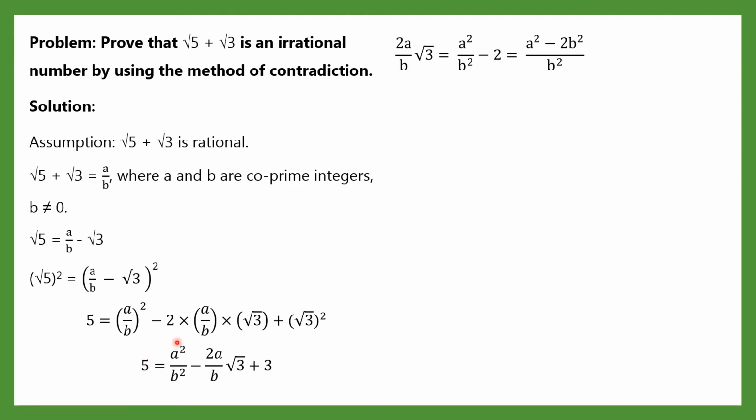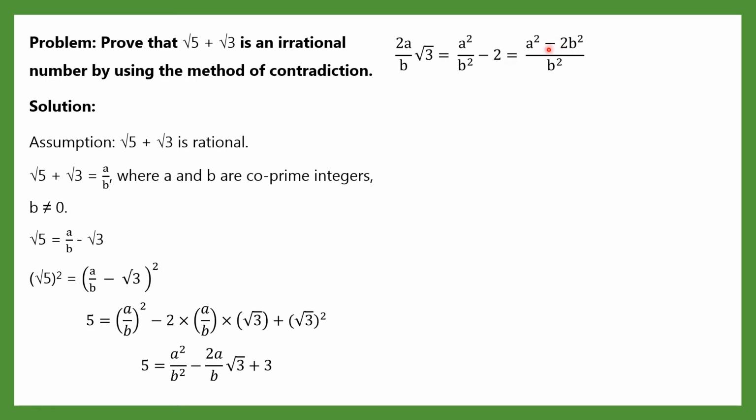5 is equal to a square by b square minus 2a by b root 3 plus 3. Now the irrational number is root 3 in this part. In general, the number which includes an irrational number should be on the left side. We will keep it on the left side, it is better. That's why minus 2a by b root 3. Here it has a minus sign. If we take it to the left side, it will get a plus sign. That's why 2a by b root 3. Now on the right side we will have a square by b square plus 3. But already this 5 is there on the left side. Let me take it to the right side. It becomes minus 5. 3 minus 5 is minus 2. That's why a square by b square minus 2.